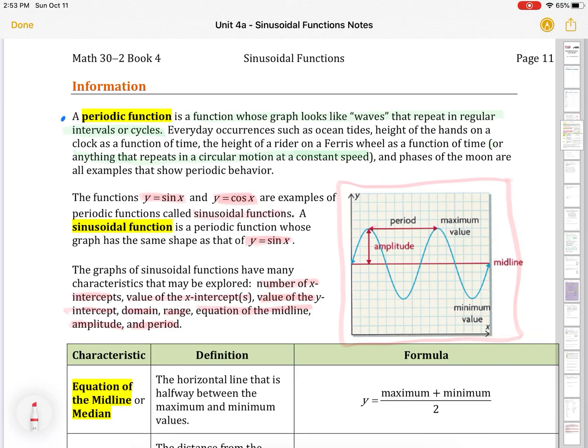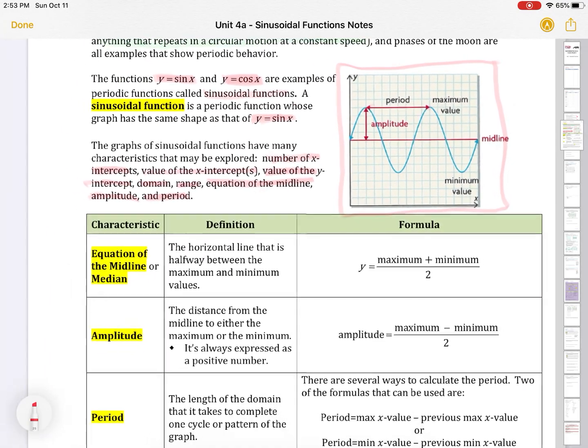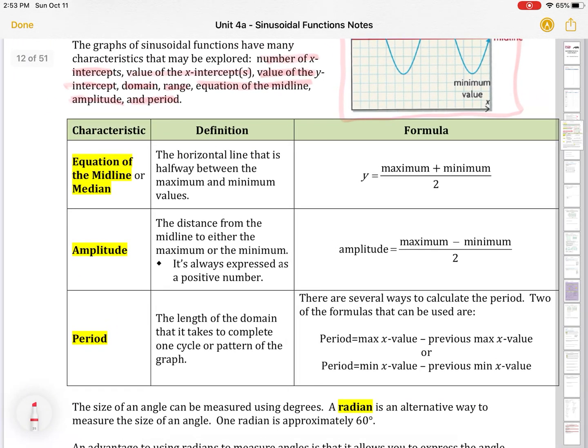The amplitude is the distance from that midline to the top. The period is from one peak to another. The maximum value would be the value at the top of a peak. The minimum value would be the value at the bottom of the valley. So that's a nice little sketch, just to map it out. We are going to talk about these characteristics, and we're going to do some exploration of them as well. So never fear, it's going to happen.